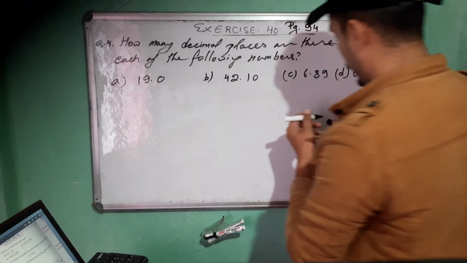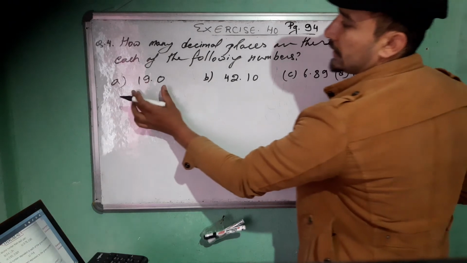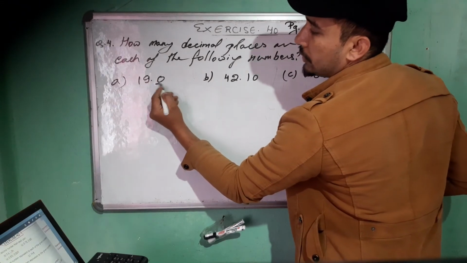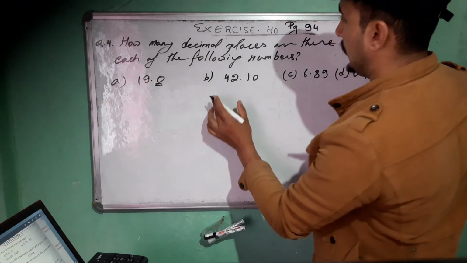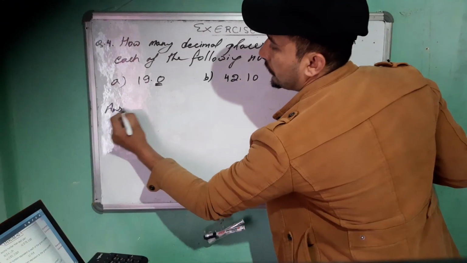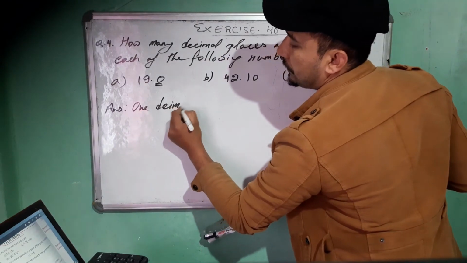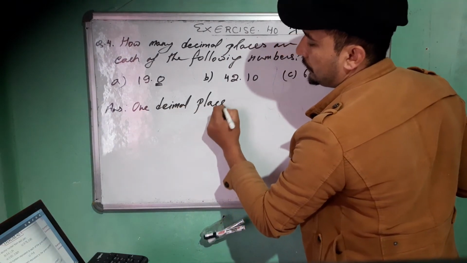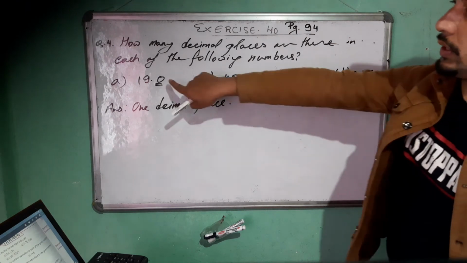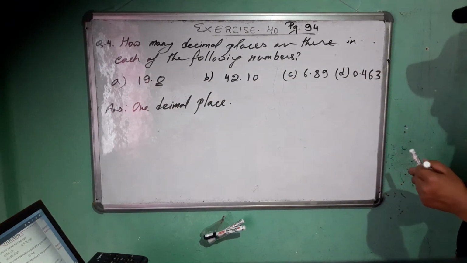Okay, so here how many decimal places are there? 19.0, that means one decimal place is there. Okay, answer is one decimal place, because only one digit is there after decimal. Okay, so one decimal place.